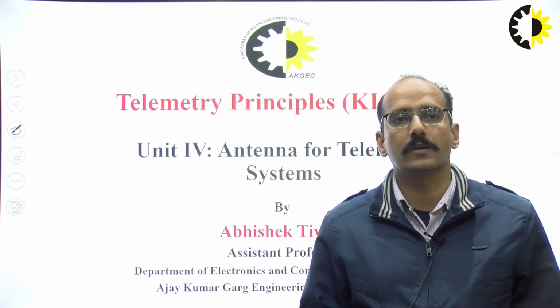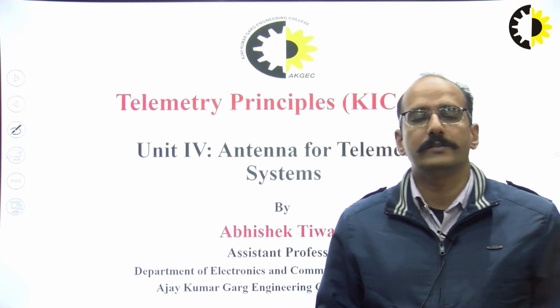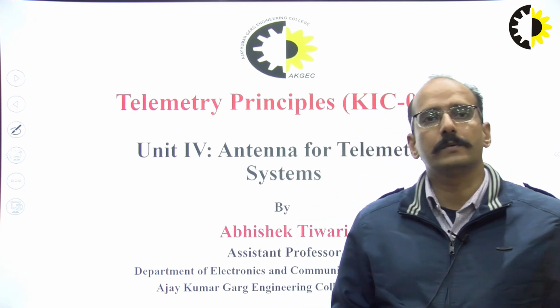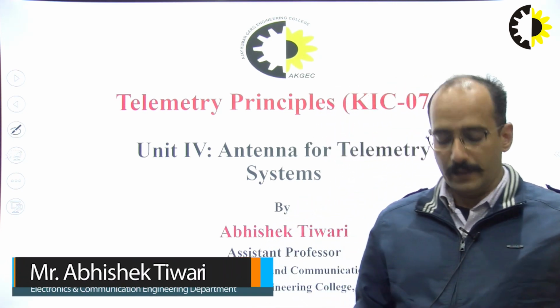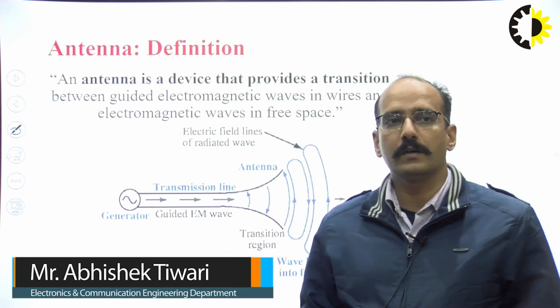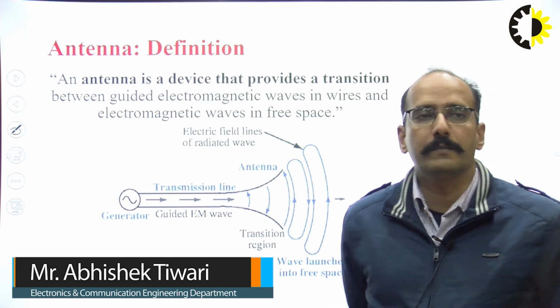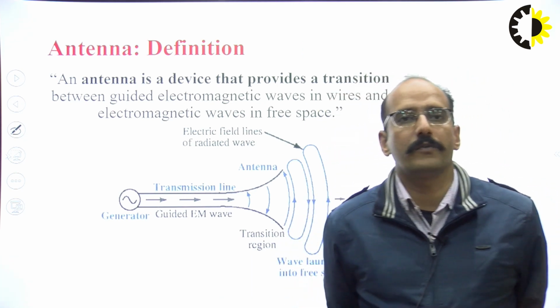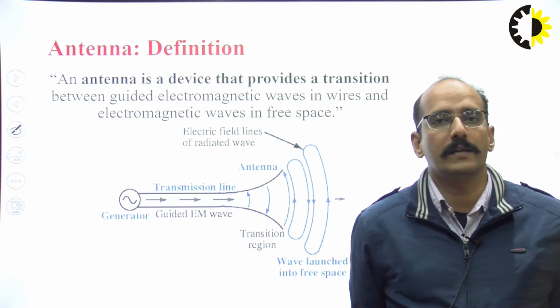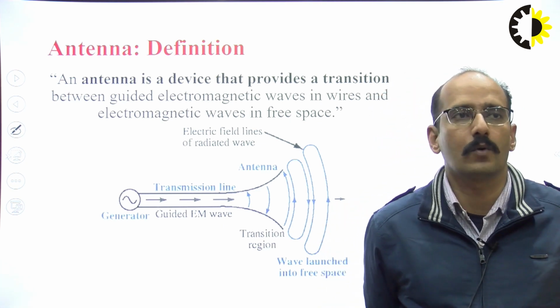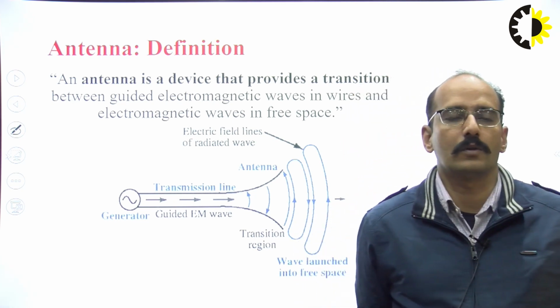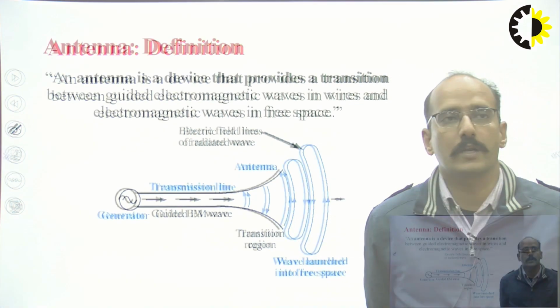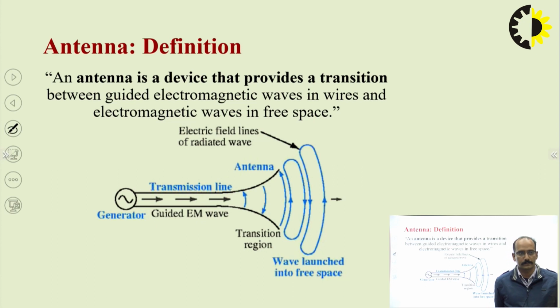Now we are going to concentrate on the fourth unit complex topic. As you know, in telemetry principles, the fourth unit is about the transmitters and the receivers, and for the transmitter and receiver, the antenna is a very major component, because when you want to use any telemetry system in wireless mode, this antenna plays a very important and crucial role for the whole functioning of the telemetry system.